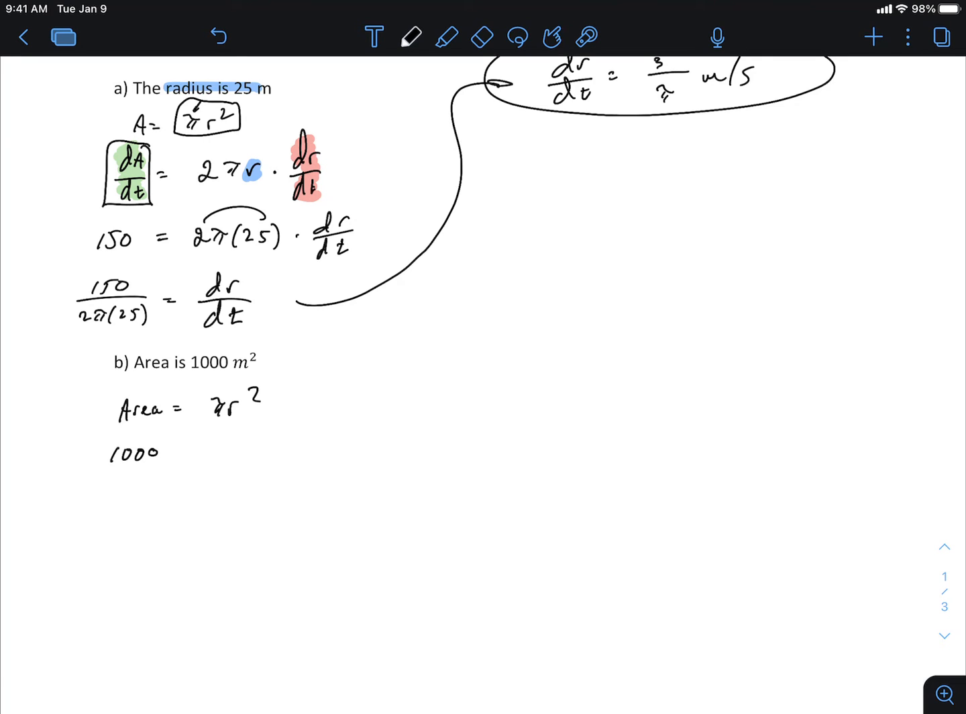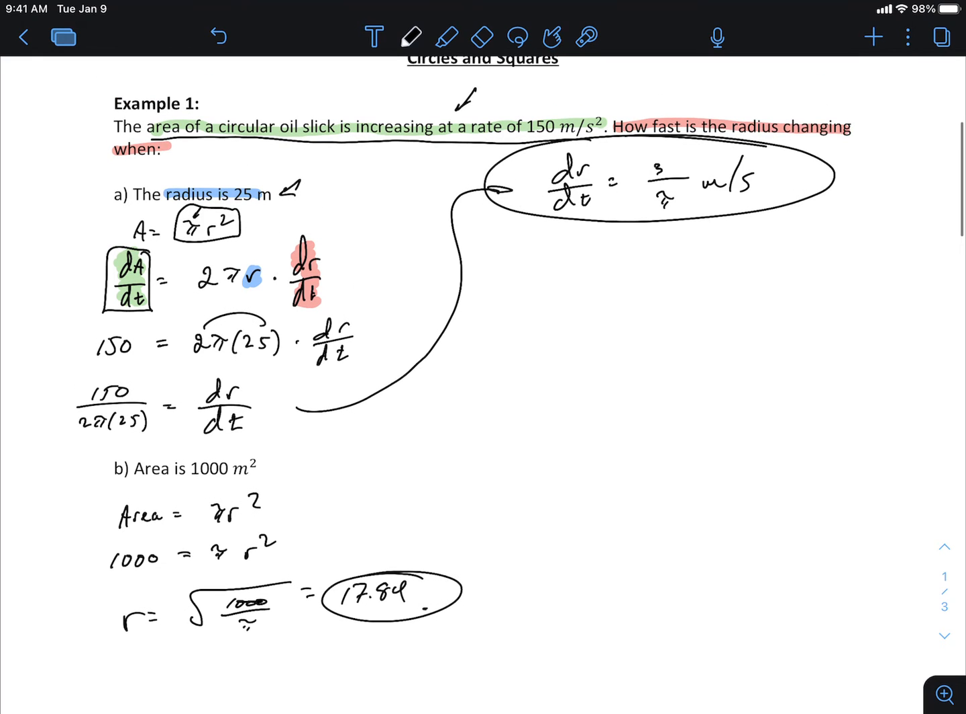Now the catch here is that they've provided me with the area in this question. So if I were to find the radius here, then I could repeat the question above. It turns out when you isolate for everything, r is going to equal the square root of 1000 divided by pi, which works out to be 17.84 approximately.